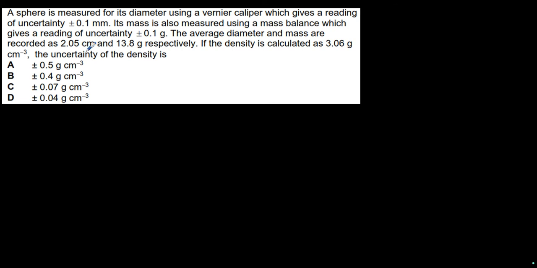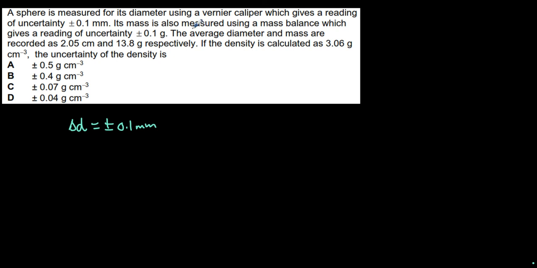Let's look at this question. A sphere is measured for its diameter using a vernier caliper which gives a reading of uncertainty plus minus 0.1 millimeter. So let's write down the information that they give. The uncertainty of the diameter is plus minus 0.1 millimeter.